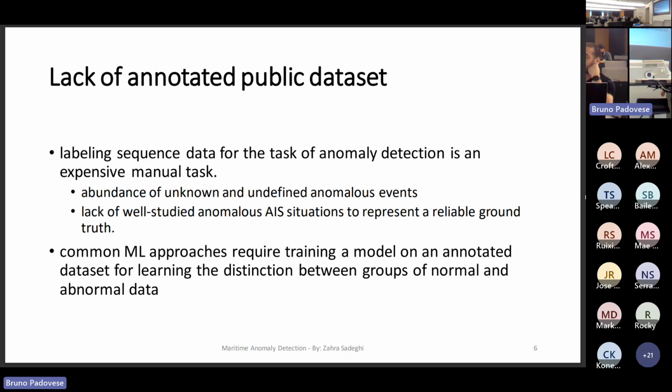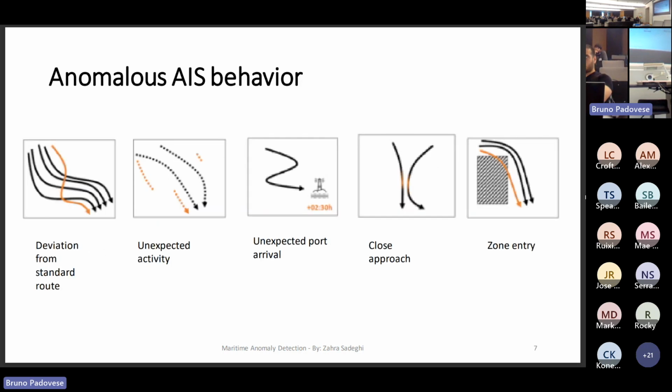contain thousands of data points, and labeling each of these data points manually is very time-consuming and expensive, and there is an abundance of unknown and unidentified anomalous events, and we really need domain knowledge in order to identify each of these events. So we don't have well-studied anomalous AIS situations, and there is no reliable ground truth. However, common ML approaches require training models on an annotated dataset in order to be able to make a distinction between anomalous and non-anomalous points.